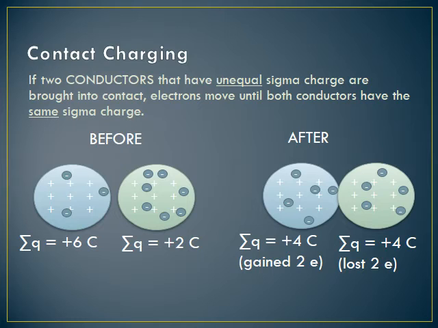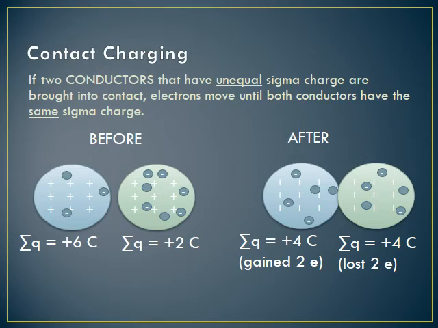So when they spread out and balance out, what happens is you end up with the same sigma q. If we had a 6 and a 2 before, we balance out so that each one will have 4.